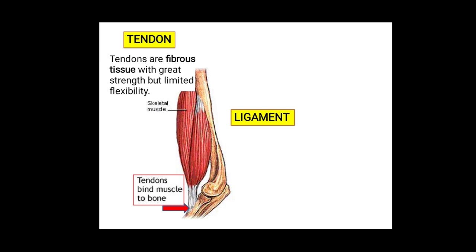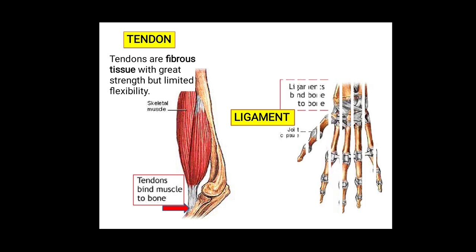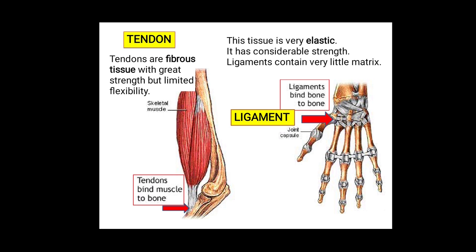The second type is ligament. It's a tissue which is connecting two bones, one bone to other bone. There is always some space between the two bones. So they need to be connected, otherwise one bone will move in one direction, the other bone will move in another direction. So in order to keep them together, there are these ligaments which are providing some elasticity, but at the same time they are providing some strength also.